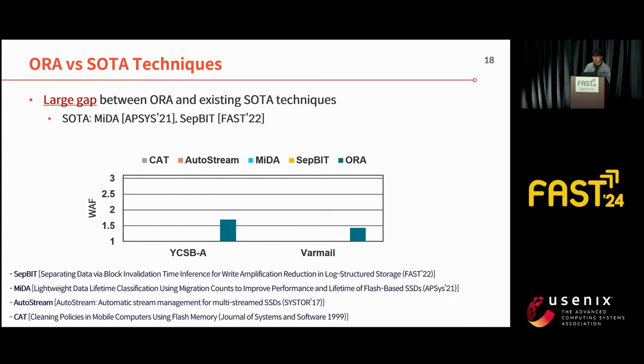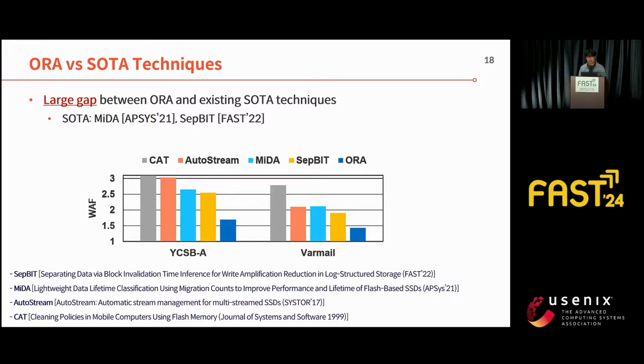We compared ORA with SOTA data placement techniques, including CAT, AutoStream, MiDAS, and SetBit across YCSB-A and Varmail workloads. ORA achieved a WAF close to 1, significantly outperforming the existing techniques, which exhibit WAF at least 2.1 times higher than ORA.